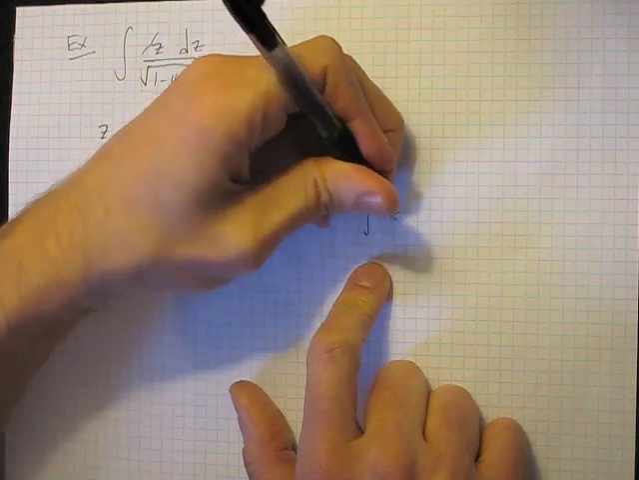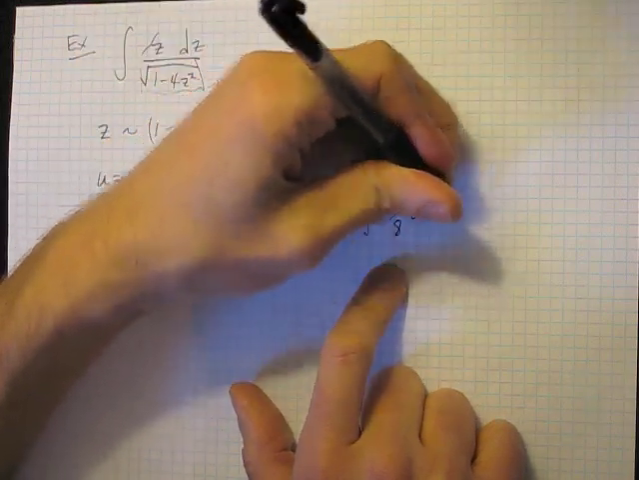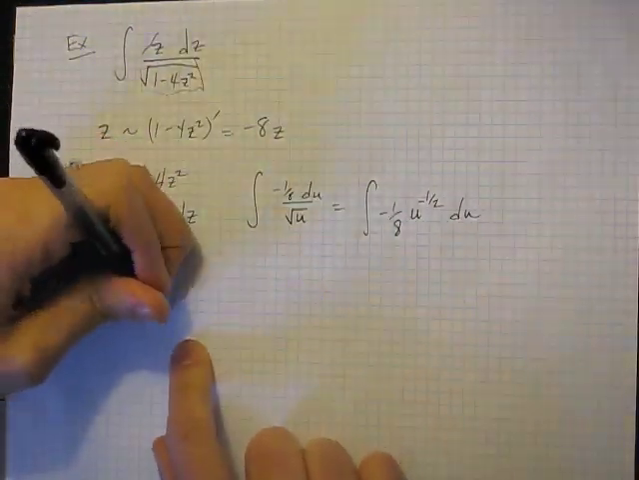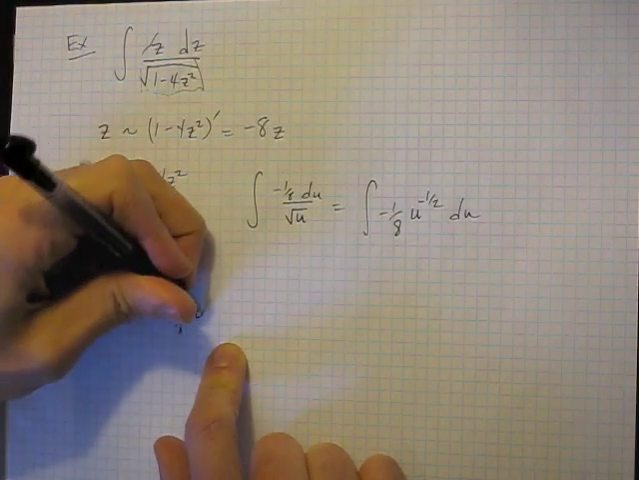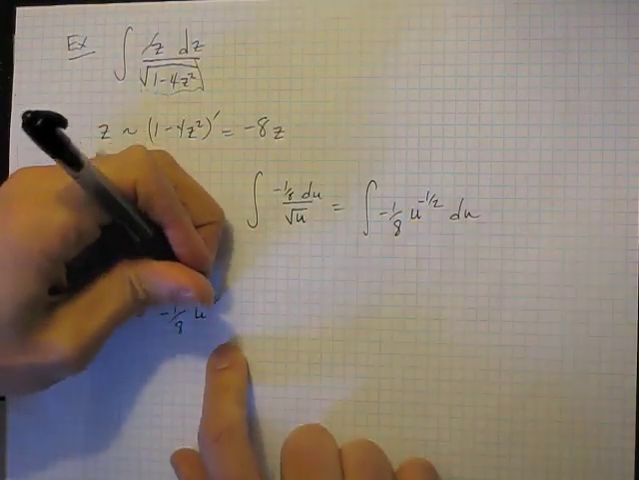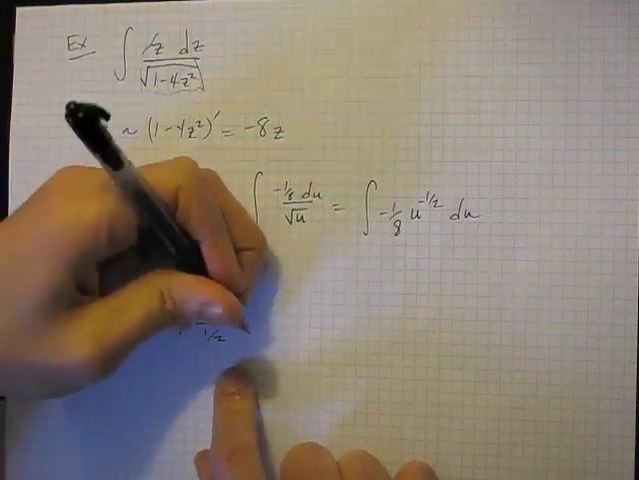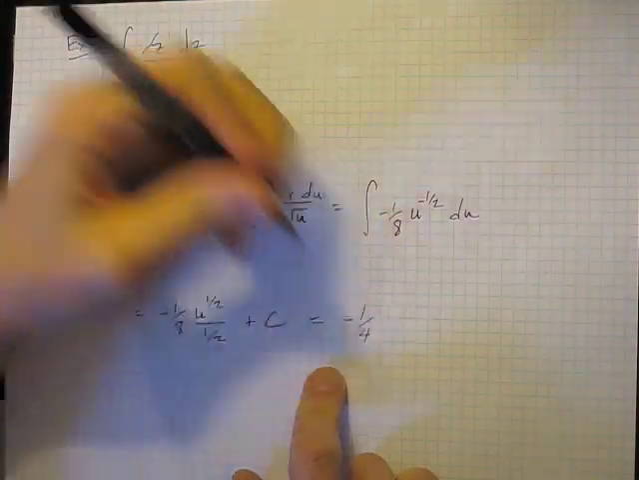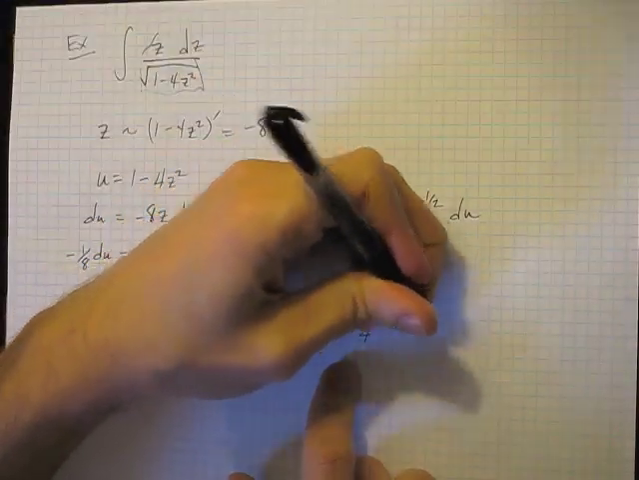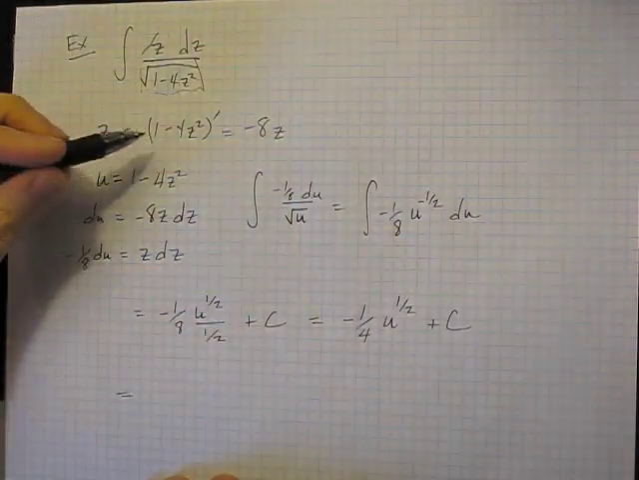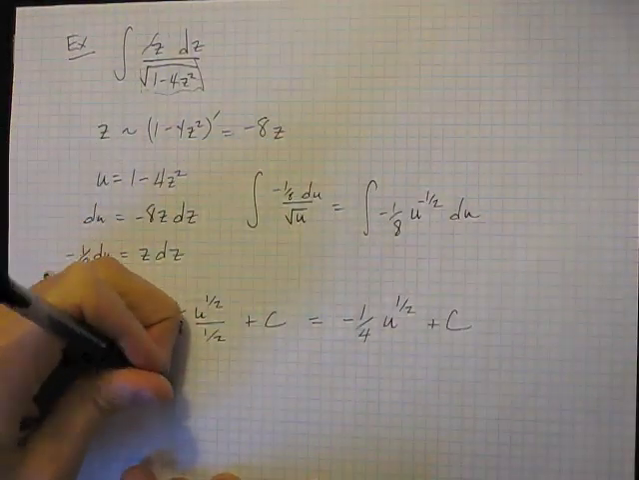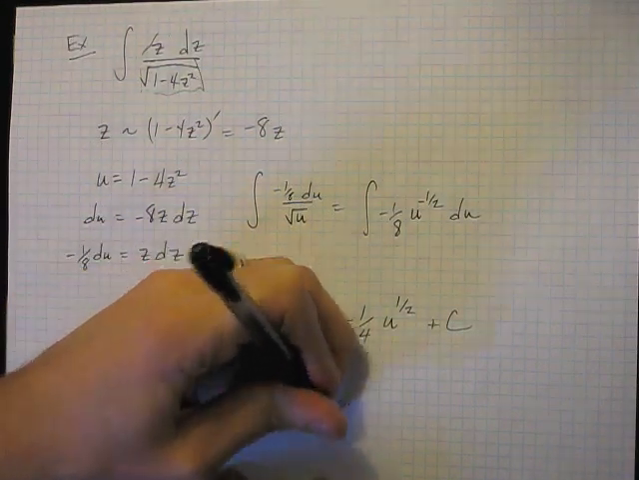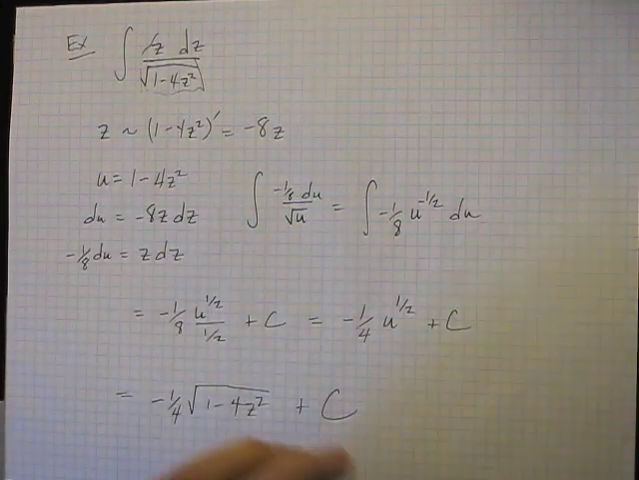So this is, well, let's see. So let's simplify it a little bit first. This is u to the minus 1/2 power du times the constant minus 1/8. And so we keep that as it is. Raise this power by 1. So that makes it a half, divide by the new power, divide by a half, plus c, and then you simplify a little bit here, you get minus 1/4 u to the 1/2 plus c, which is, let's see, u was 1 minus 4z squared, so we get minus 1/4 the square root of 1 minus 4z squared plus c. Okay. So this is our technique.